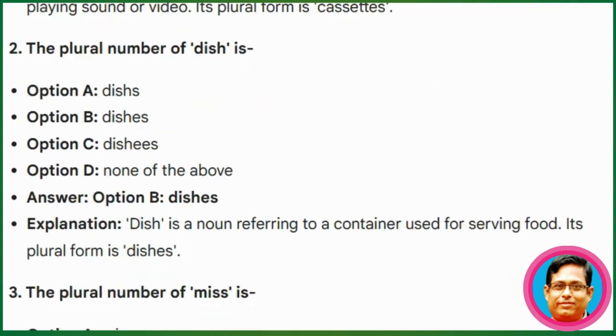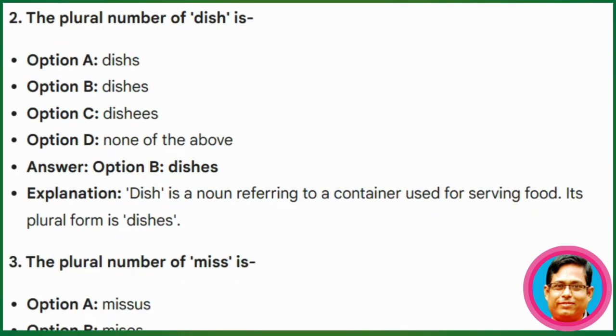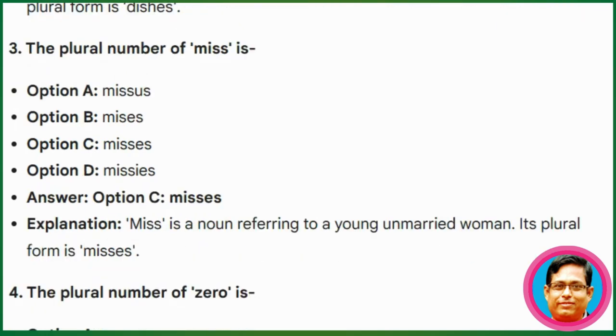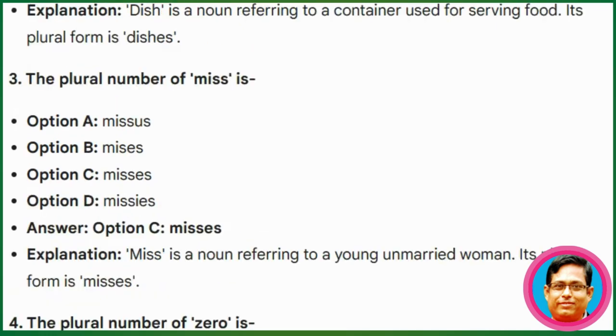2. The plural number of dish is option A, dishes. Option B, dishes. Option C, dishes. Option D, none of the above. Answer, option B, dishes. Explanation, dish is a noun referring to a container used for serving food. Its plural form is dishes.